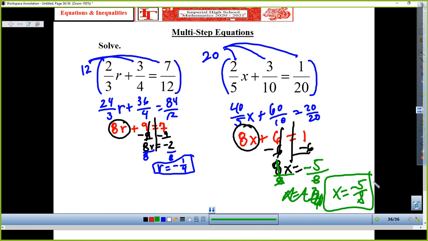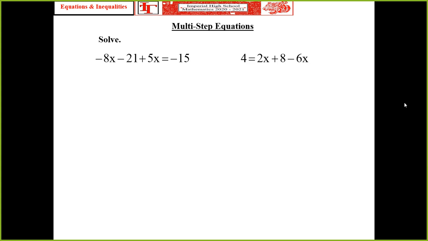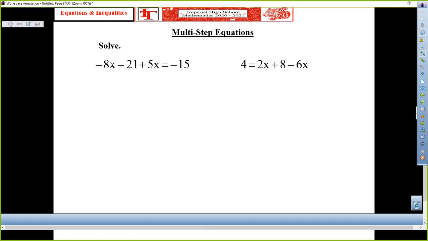Alright, here we go. Look at this one. Once again, writing utensils down. I'm going to go over this one really quick. Well, in my mind I think it's really quick, but my computer says otherwise. We have solve negative 8x minus 21 plus 5x equals negative 15. And if you notice, we still have more steps, but now we still have variables on one side.